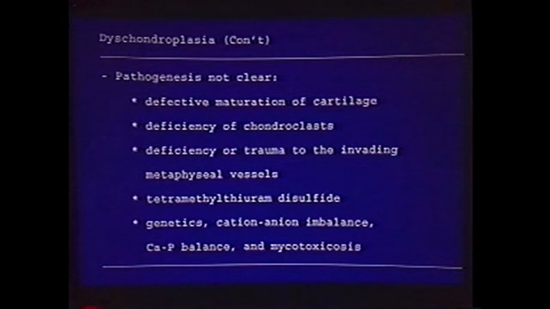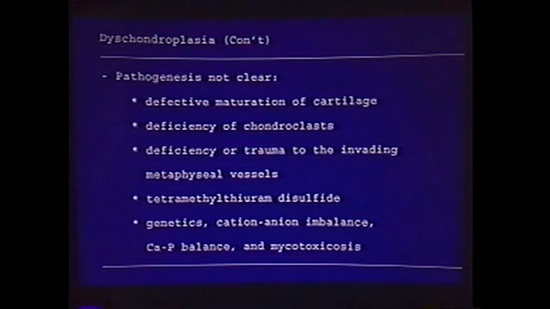There are some toxic products that have been associated with the condition, at least experimentally. There is this tetramethylthiram disulfide, which is an antifungal agent. They were able to reproduce the disease experimentally, even in slow-growing birds. This dyschondroplasia is usually seen in fast-growing birds, but with this product, they reproduced it even in laying type birds.